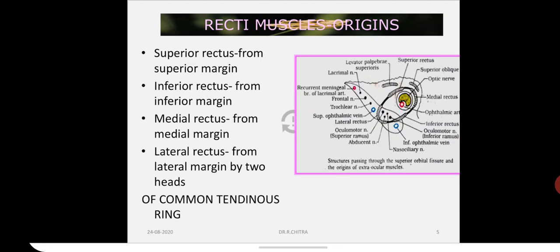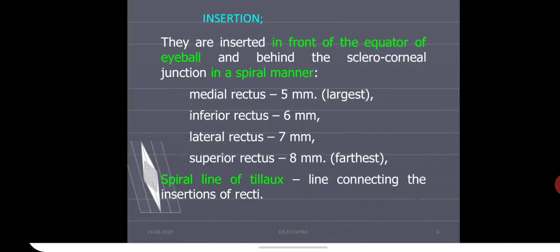For the origin, again the same image. This is the superior orbital fissure, and its contents are given. The roof of the orbit is also given in the picture, and the optic canal is given. You have to draw the common tendinous ring around the middle part of the superior orbital fissure and optic canal. From that ring, the superior rectus takes origin from the superior margin, the inferior rectus from the inferior margin, the medial rectus from the medial margin, and the lateral rectus from the lateral margin by 2 heads. So the lateral rectus has 2 heads. That is the origin.